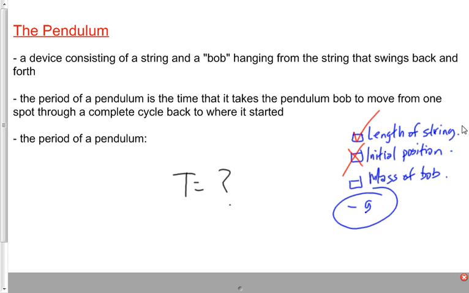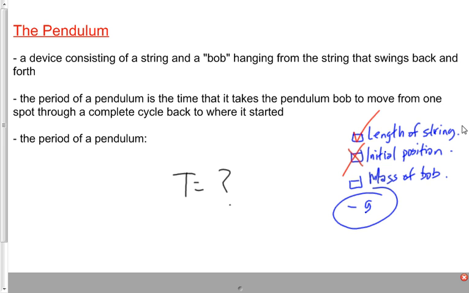Okay? You guys were right. Whatever you came up with, the fact that the initial angle mattered is technically right. But at smaller angles, below about 40 degrees, it matters so little that it's not going to matter for us. Okay, got it?